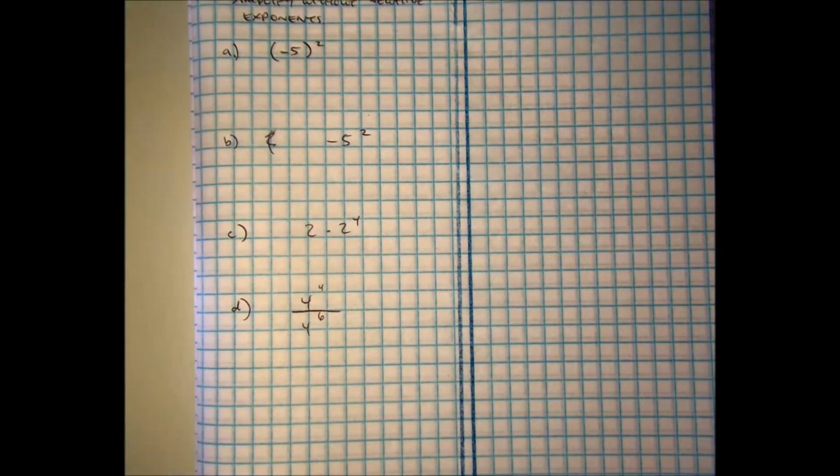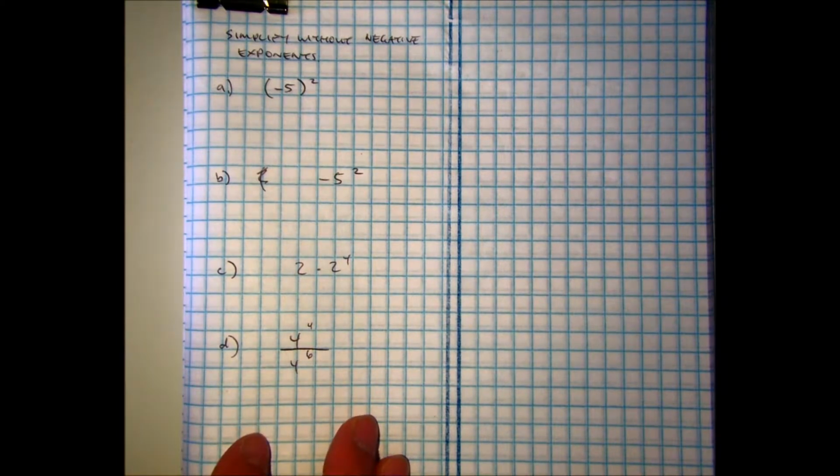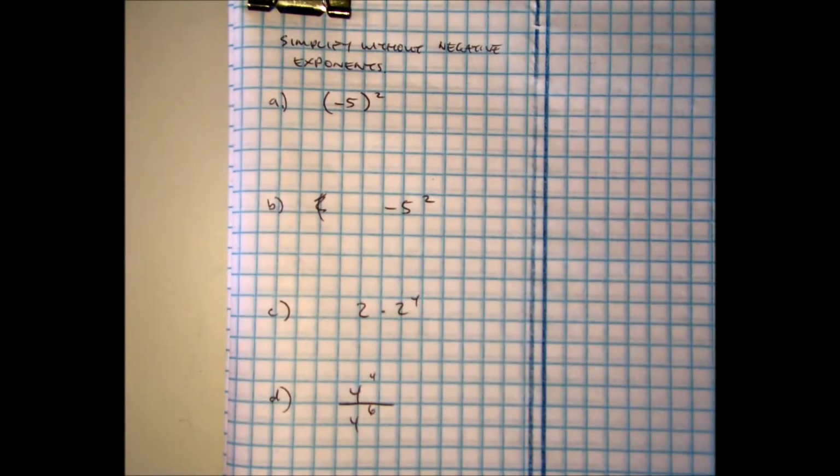Alright, let's go. They tell us to simplify without negative exponents. And I did mention A and B I thought were the most difficult because students get those wrong often.